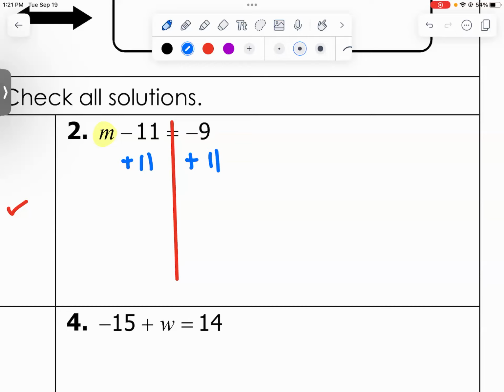When we add 11 to both sides, what's negative 11 plus 11? 0. These cancel, that's the whole point. And we're left with M equals, Reagan, what's negative 9 plus 11? 2.